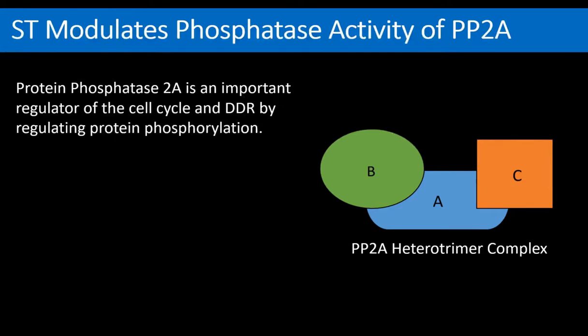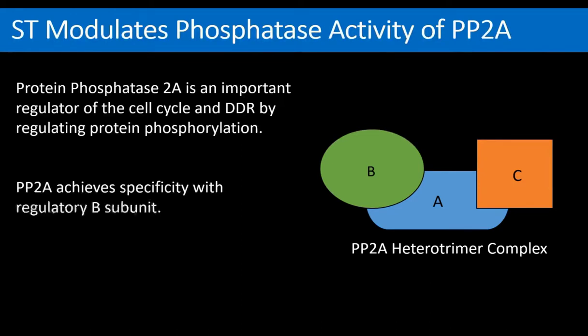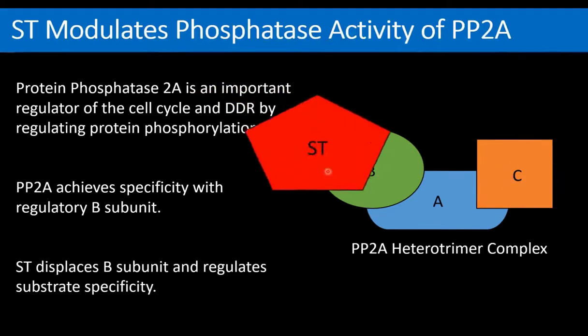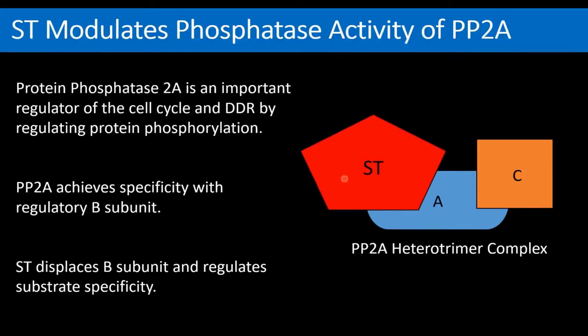PP2A is an important regulator of the cell cycle and the DNA damage response by regulating protein phosphorylation. PP2A typically exists as a heterotrimer. There's an A scaffold subunit, a C catalytic subunit, and a B regulatory subunit. Small t mimics a B regulatory subunit, directing PP2A activity towards some substrates and away from others.